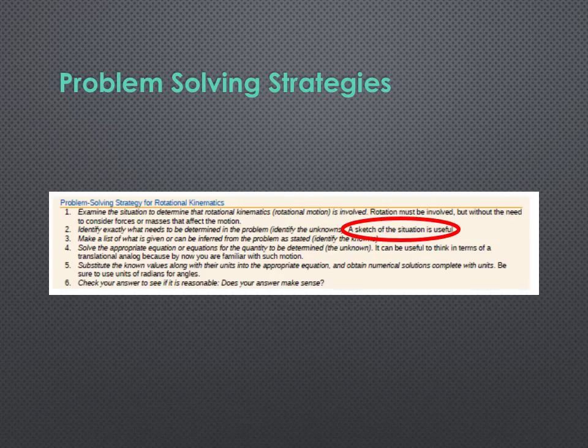Please remember a sketch, especially when we're talking about rotation and there's directions and angles. A sketch can be very useful. Remember to use your translational analogs to think of the equivalent equation or quantity in rotation. And remember that when you're doing angles, we're working in radians, not degrees. So check your calculator if you think you got a funny answer.